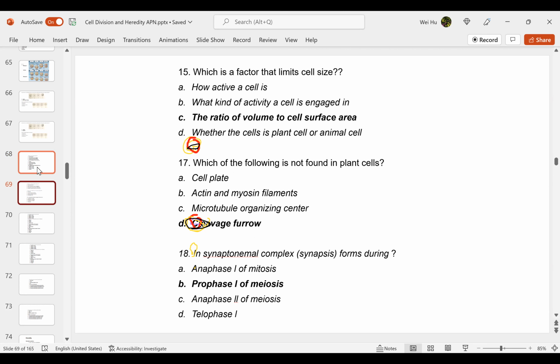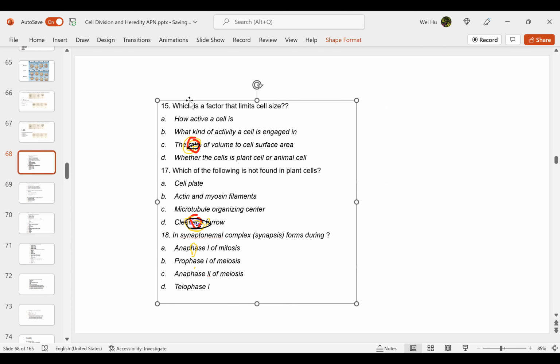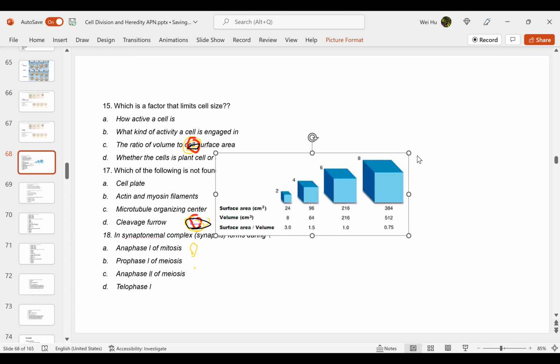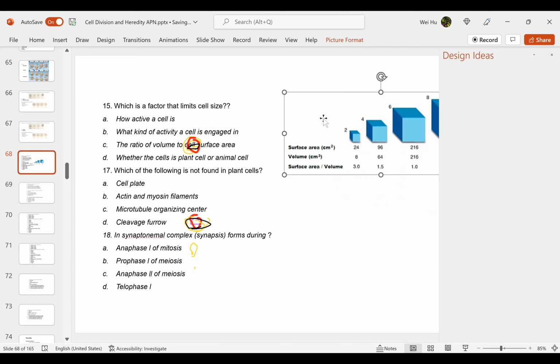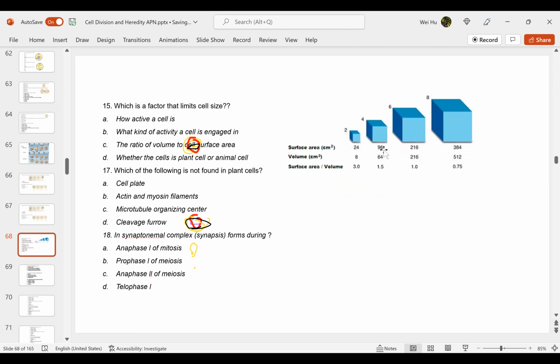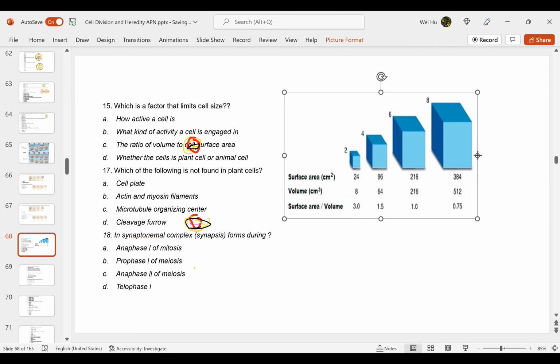So let's talk a little bit about this ratio of volume to cell surface. Why is it so important? Okay, so now let's look at this picture. You did it right, so I don't need to worry about your answer. But I do want to show this one because this can be a very difficult question. If you don't have a general concept, you may miss out.